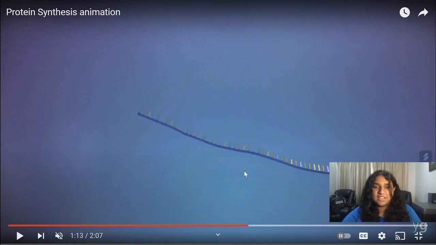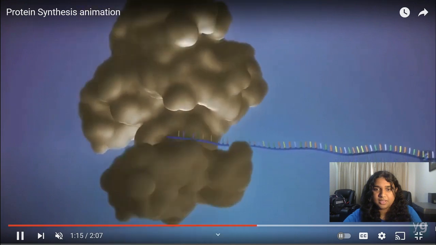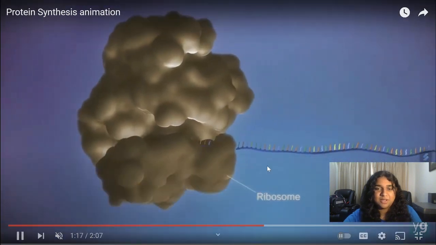I'm just going to pause here. The animation doesn't show it, but during this step is when gene splicing will occur, and all of the introns will be removed and the exons will be spliced together so that the mature mRNA strand is created. And here we have it attaching to a ribosome.